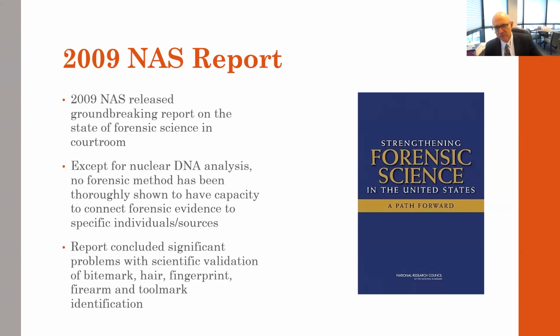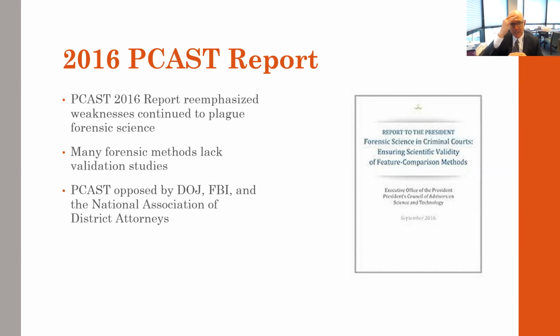According to the National Academy of Sciences report, much of forensic science does not have actual error rates. It cannot really be considered to pass Daubert. Unfortunately, courts have not seen it that way. But the report concludes that there are significant problems with bite mark evidence, hair evidence, even fingerprint evidence, firearm and tool mark identification evidence. Those conclusions were repeated in the 2016 report prepared by President Obama's Council of Advisors on Science and Technology. Both reports are excellent tools for us to use when we're trying to challenge this kind of evidence.